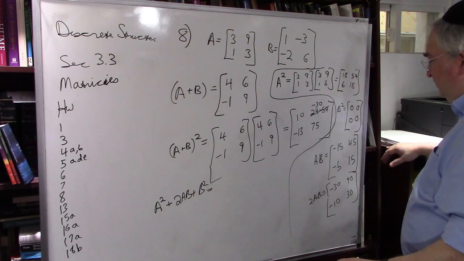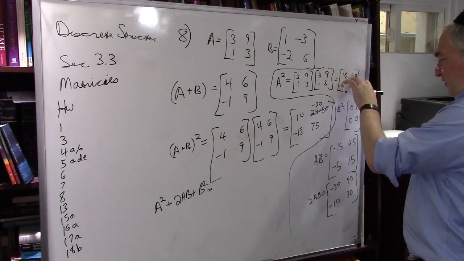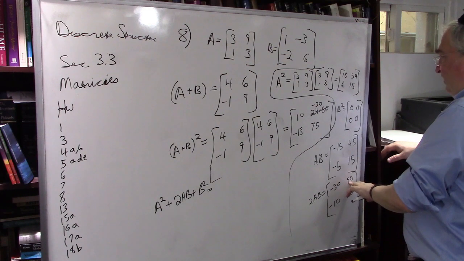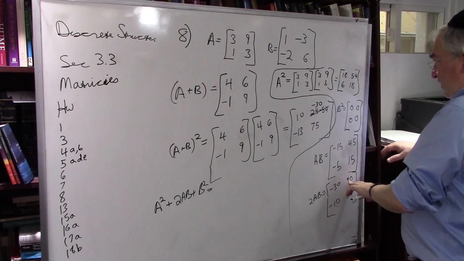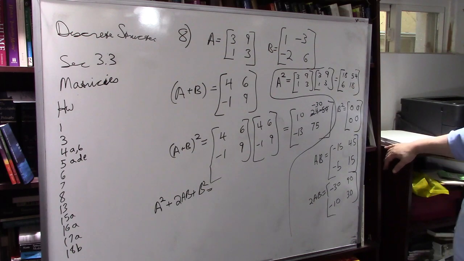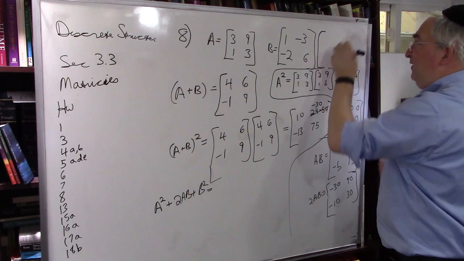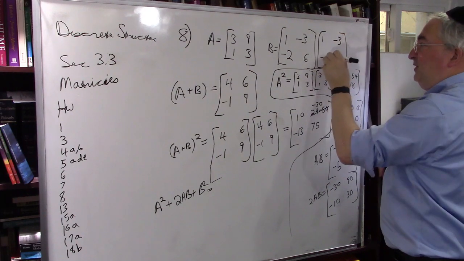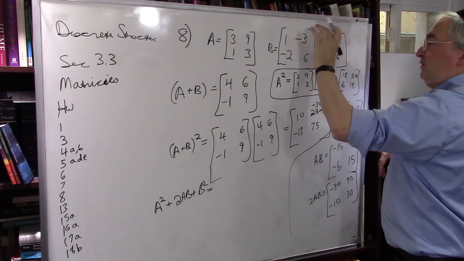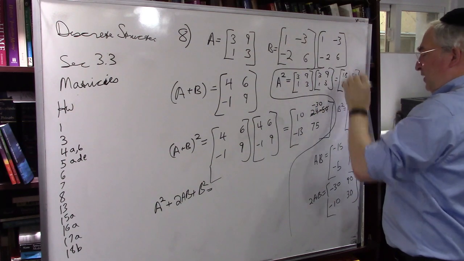Let's see if it works on any others. Let's see. 54 plus 90 is 145. Okay, we got to do B squared again. Hold on. 1, minus 3, minus 2, 6. So this becomes 1. Oh, so it's not. I was wrong. This is wrong.